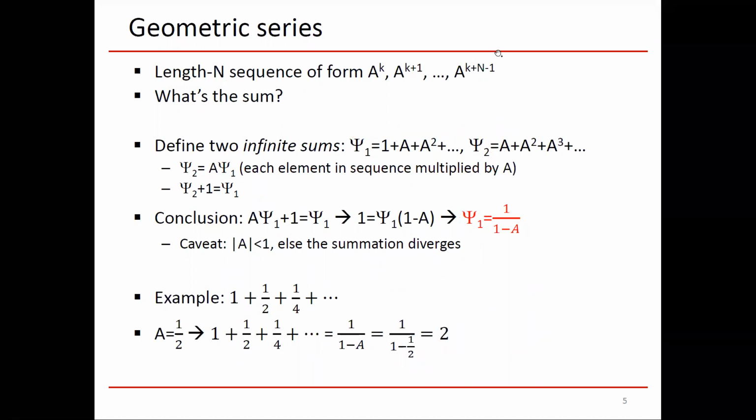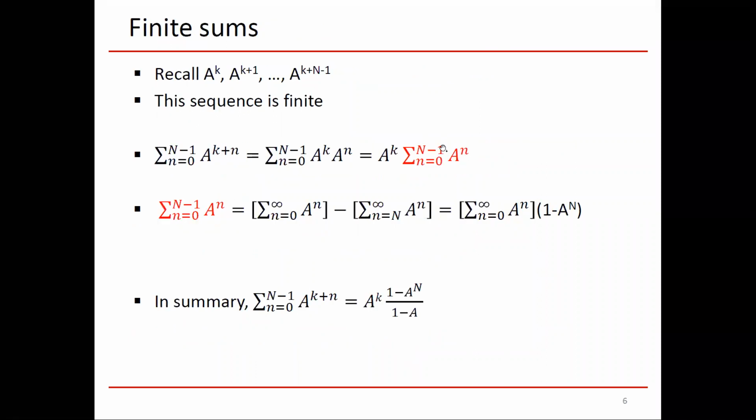So we discussed 1 plus a plus a squared, the infinite series. But recall, we're interested in a to the power of k plus a to the k plus 1 plus all the way up to a to the k plus n minus 1. And this is a finite length sequence, and it doesn't begin with 1, it begins with a to the power of k. So let's analyze this step by step, and we'll conclude with an example on the next slide.